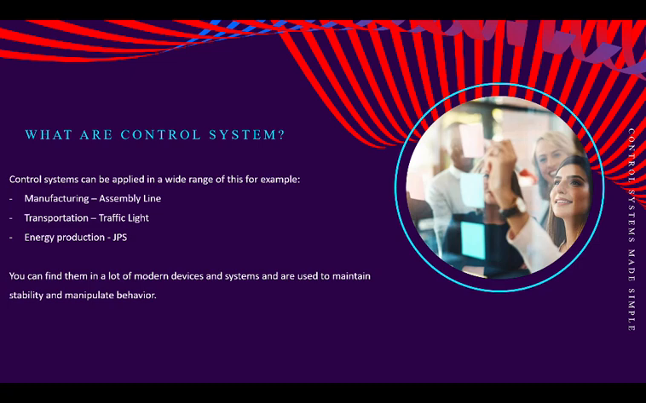Transportation: traffic light, one input, one output. Input being electricity and output being your red, green, and yellow light. Energy production: JPS, they put high voltage within the system, and then you have your power stations that break down that high voltage into smaller voltages and send it out to customers. You can find them in a lot of modern devices and systems, and they are used to maintain stability and manipulate behavior. Moving on to the next slide.